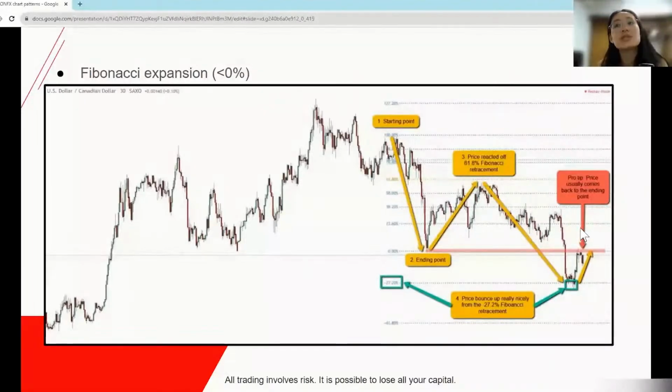And a pro tip is that price usually comes back to this ending point over here. Okay, why does it usually come back? Because as I mentioned earlier, if I were to extend this level, you can see price has tested this level before as well. So we already have two swing lows that line up on the same support level. Now that price has broken out of it, we can expect price to pull back to that level.